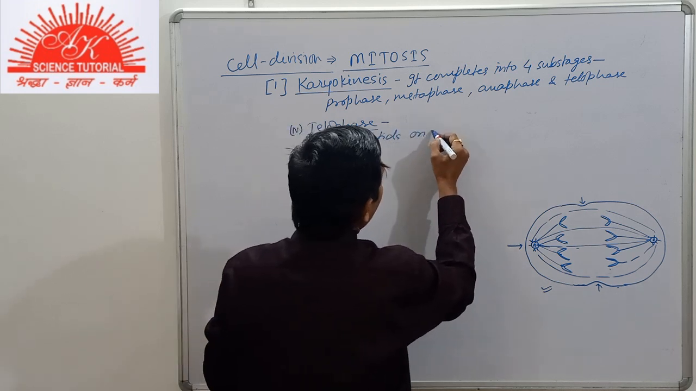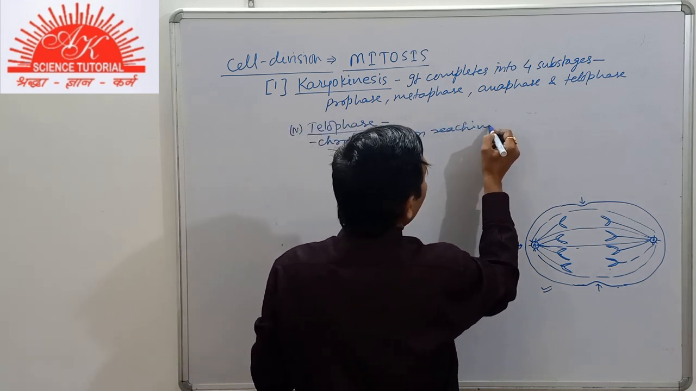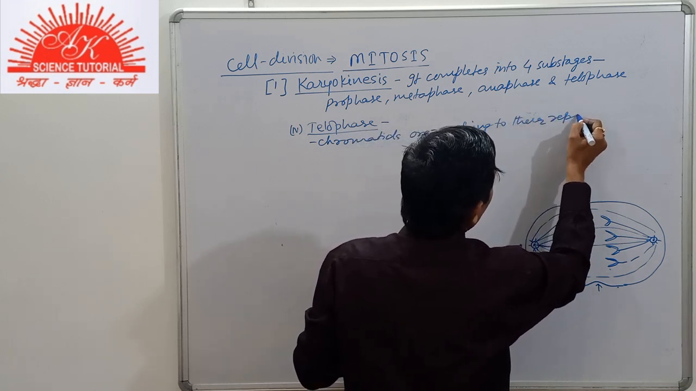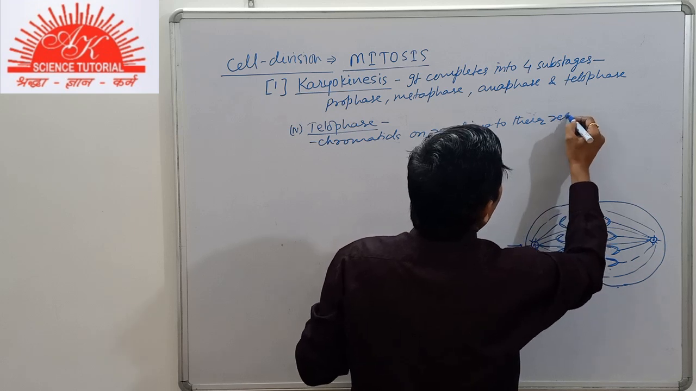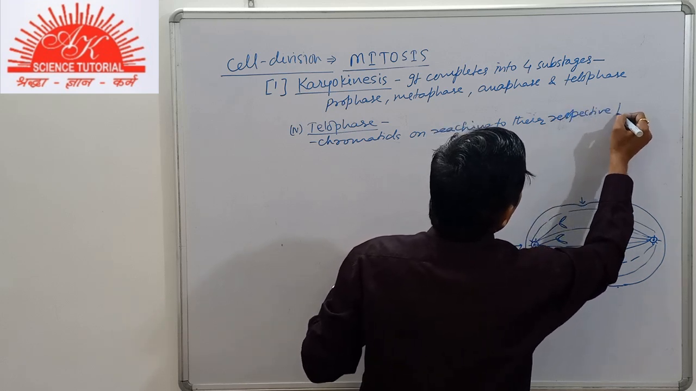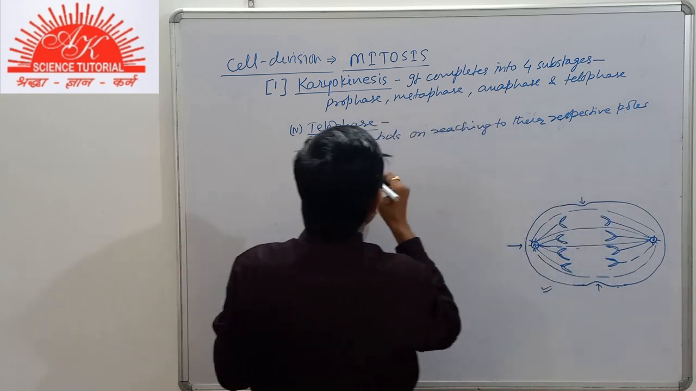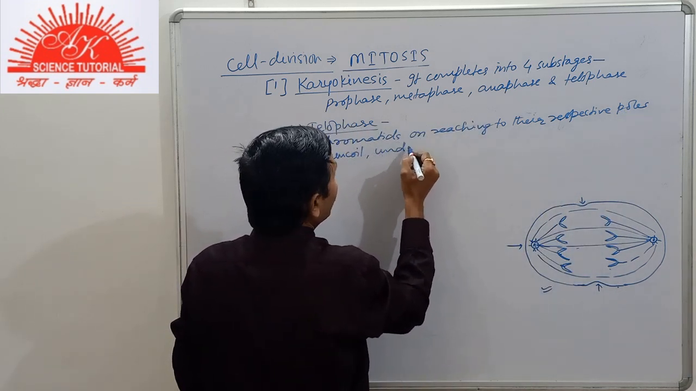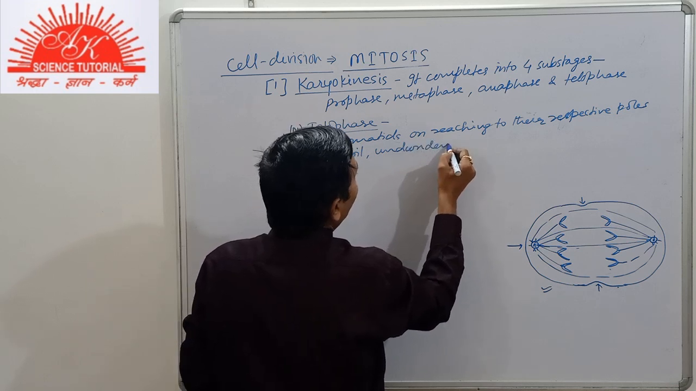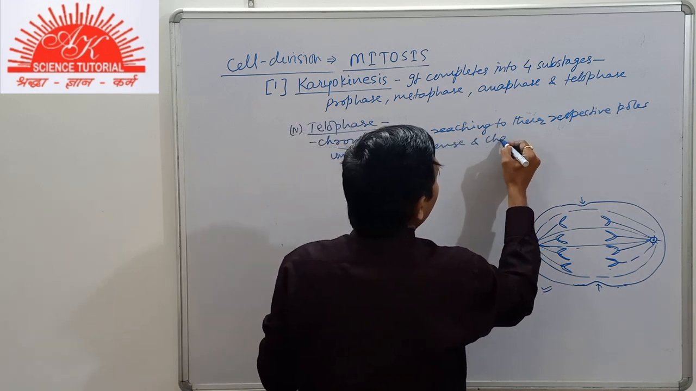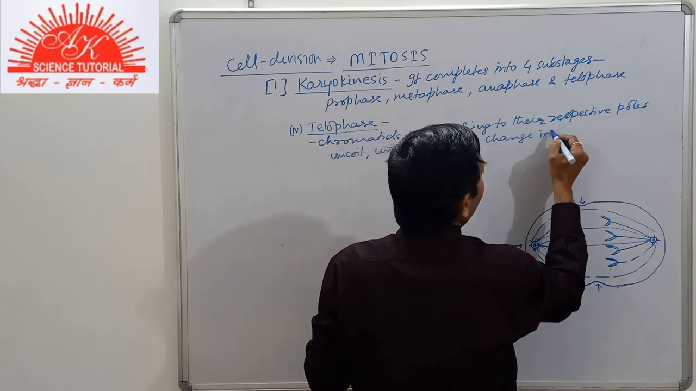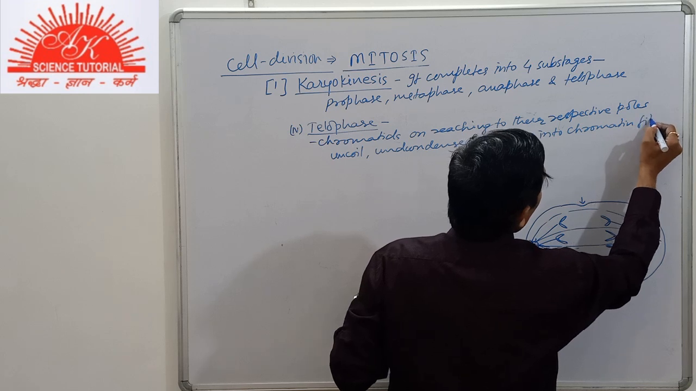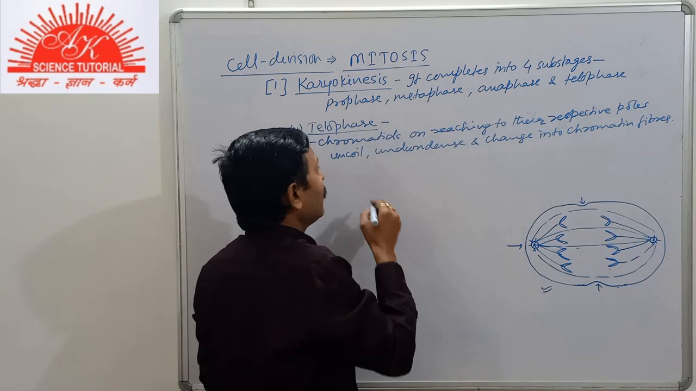Chromatids, on reaching their respective poles, uncoil, uncondense, and change into chromatin fibers. This is the first reversal.